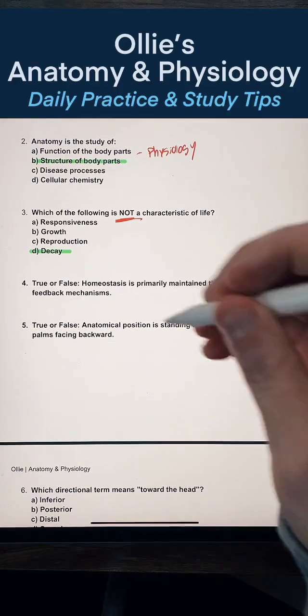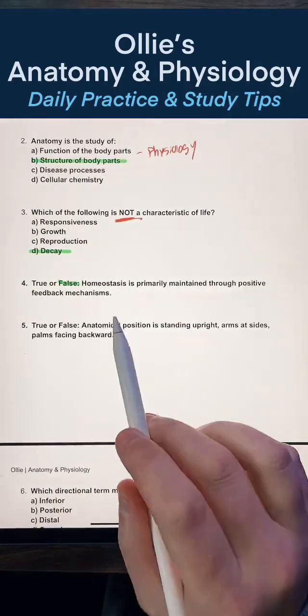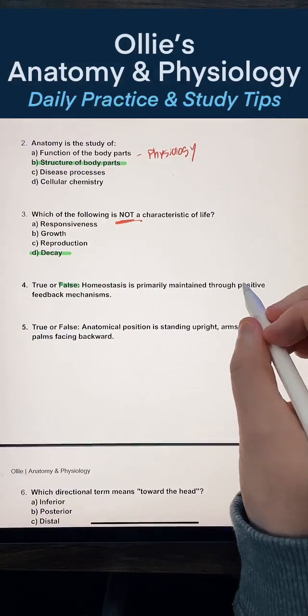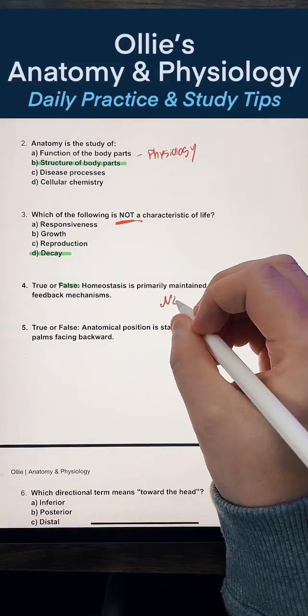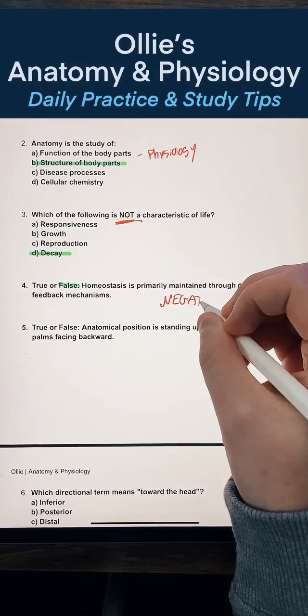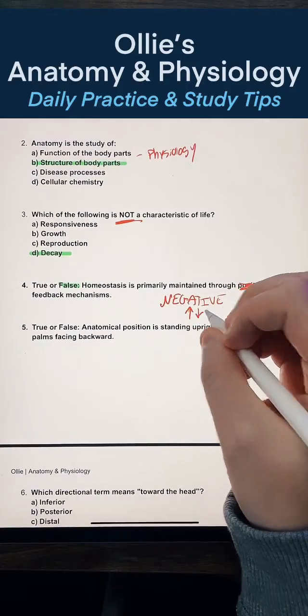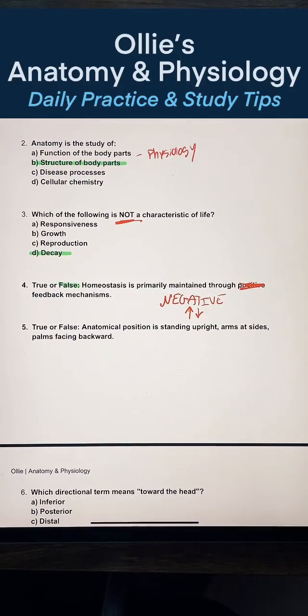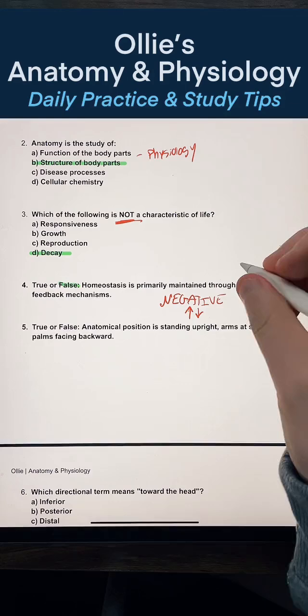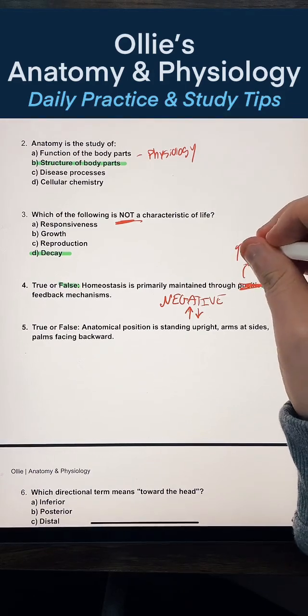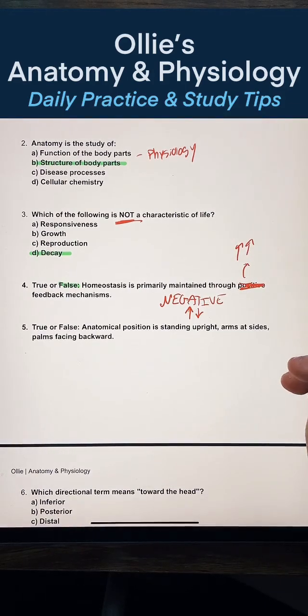Number 4, the answer is false. Homeostasis is primarily maintained through negative feedback mechanisms, which oppose a change to keep conditions stable. Positive feedback is going to amplify a stimulus.